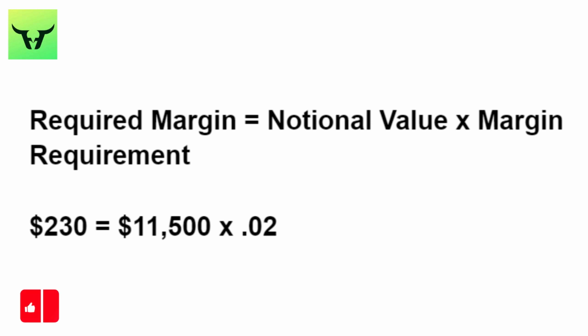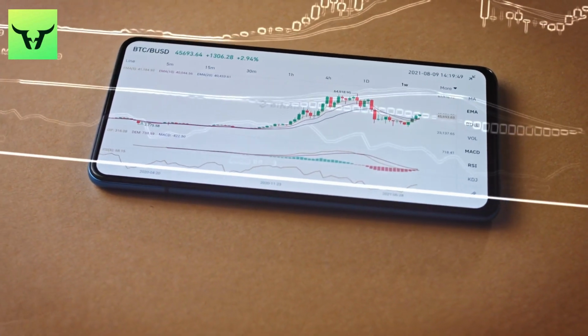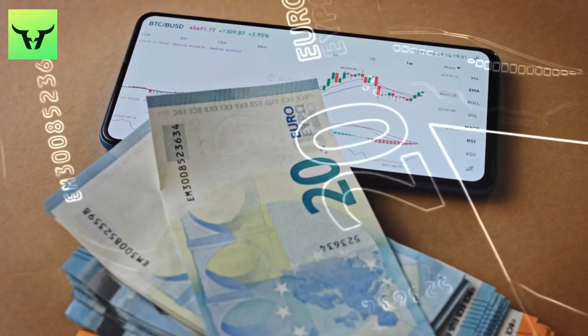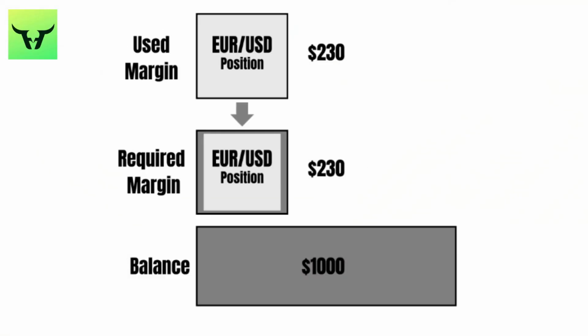Now, we can compute the required margin. Let's imagine your trading account is in US dollars. With a 2% margin requirement, you'll need $230 for the required margin. Step 3. Calculate used margin. Aside from the trade we just completed, we don't have any other trades open. Because we only have one open position, the used margin is equal to the required margin.